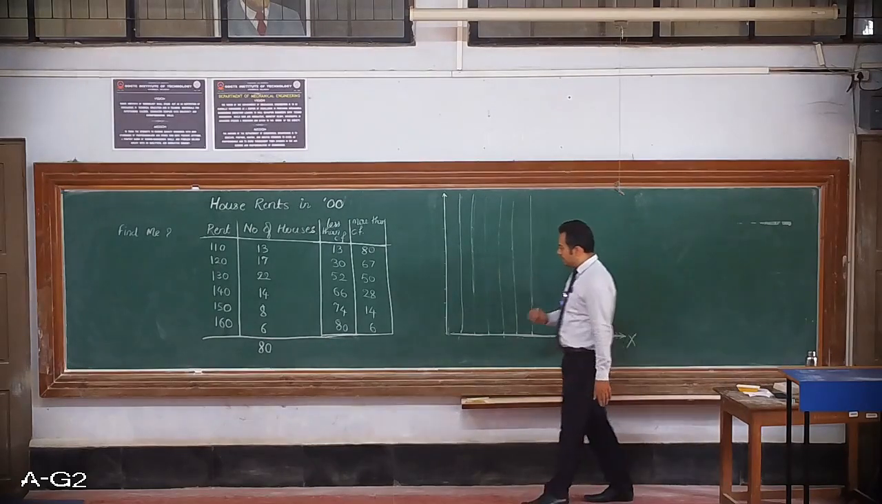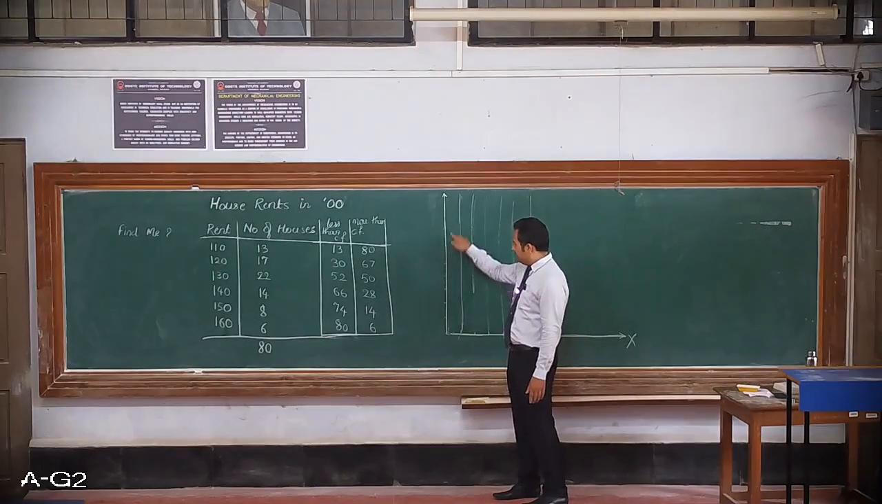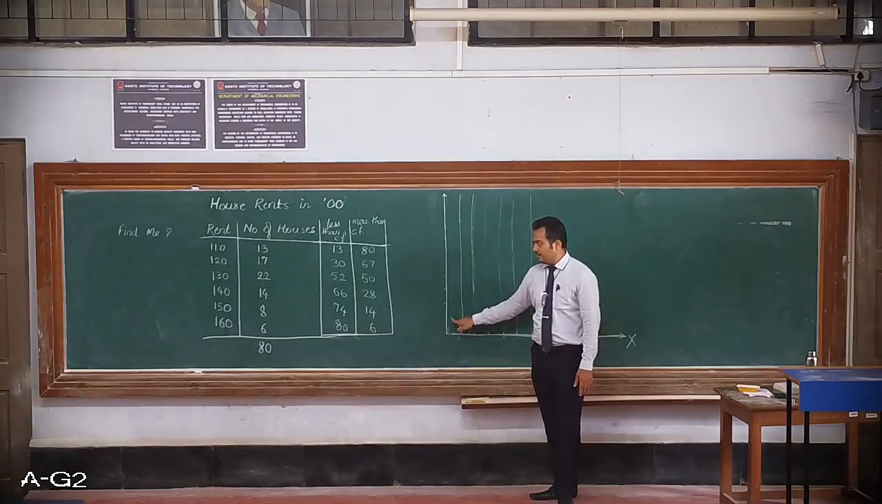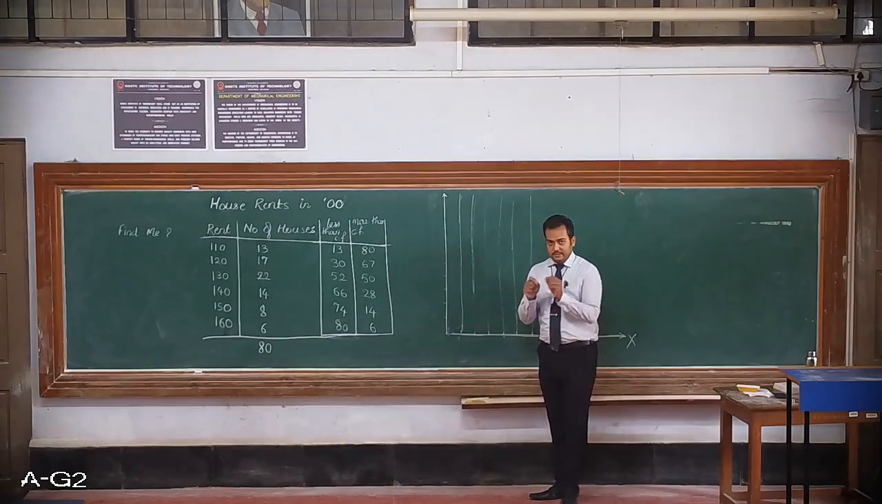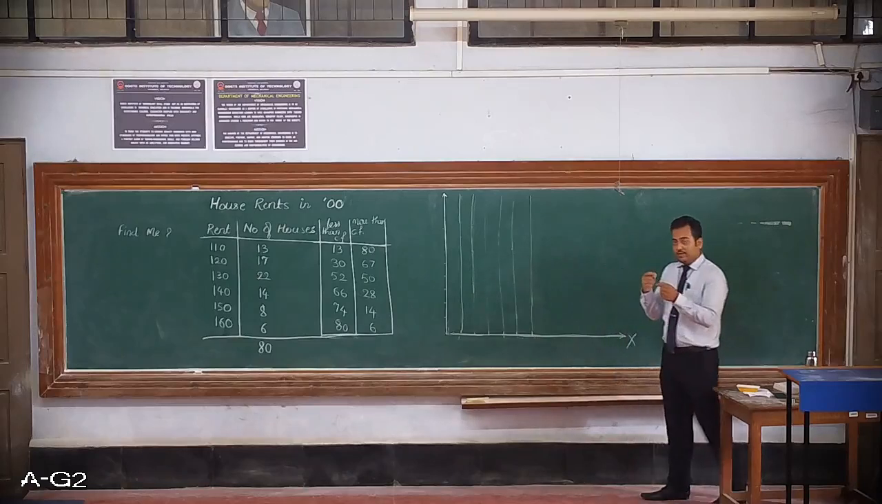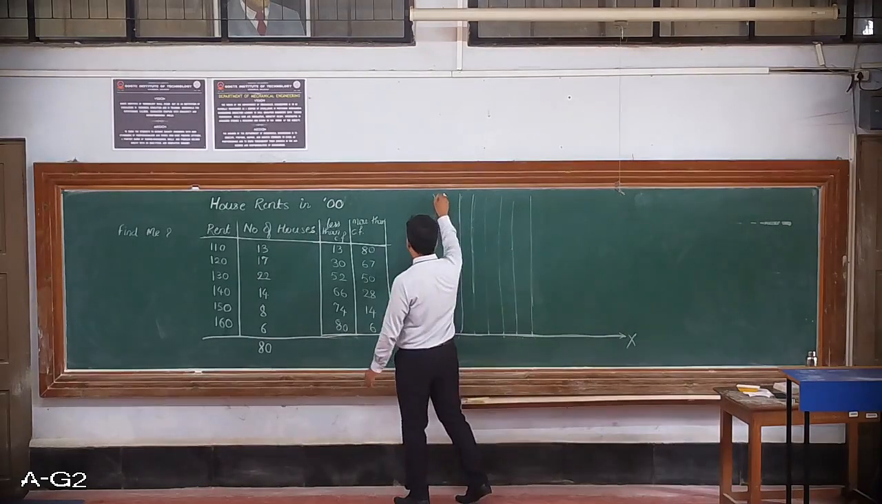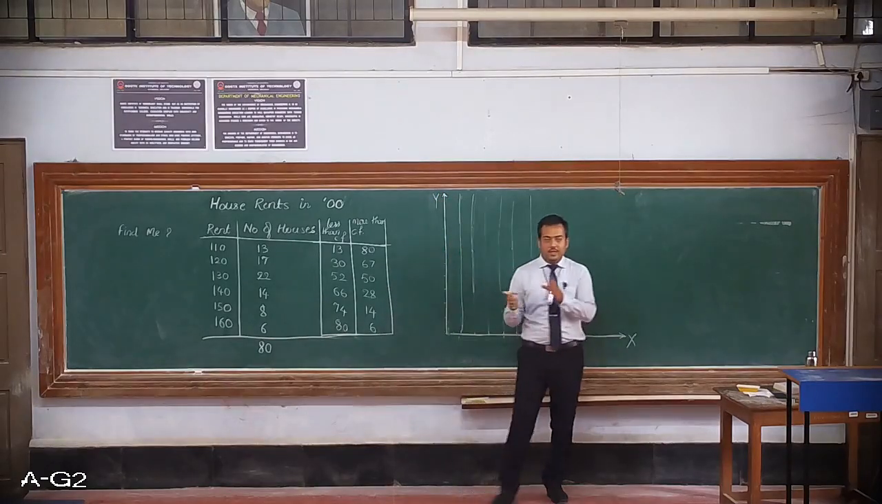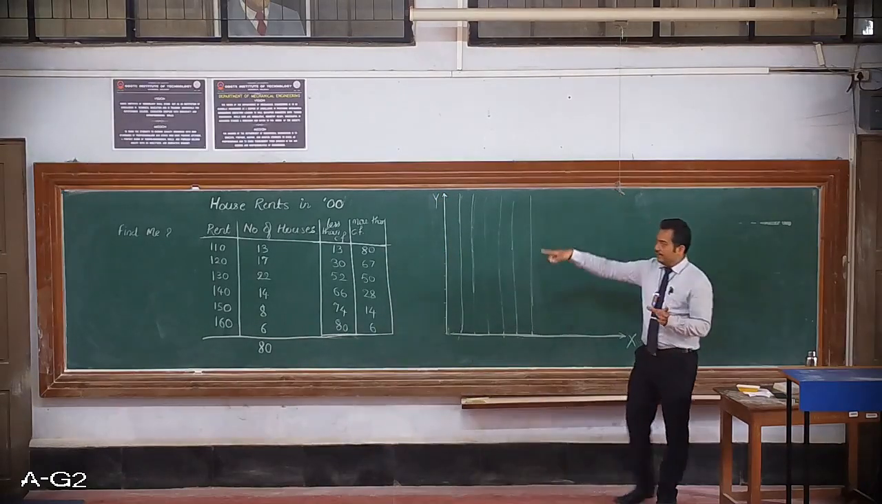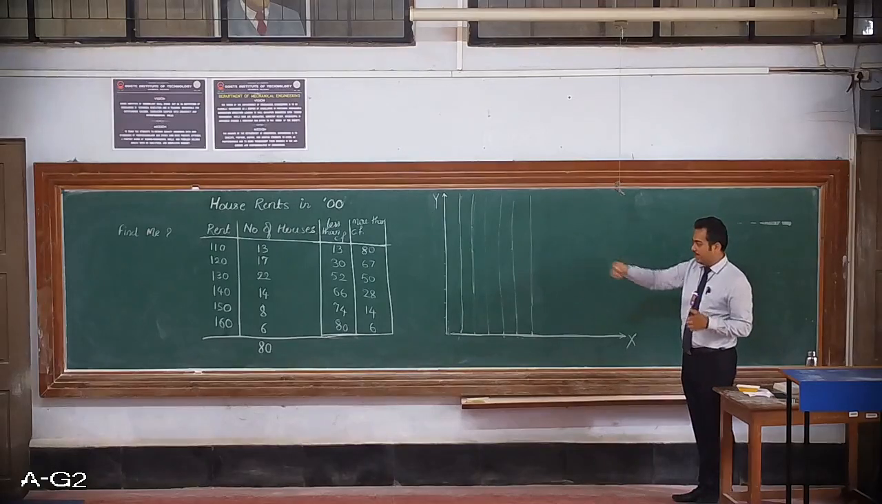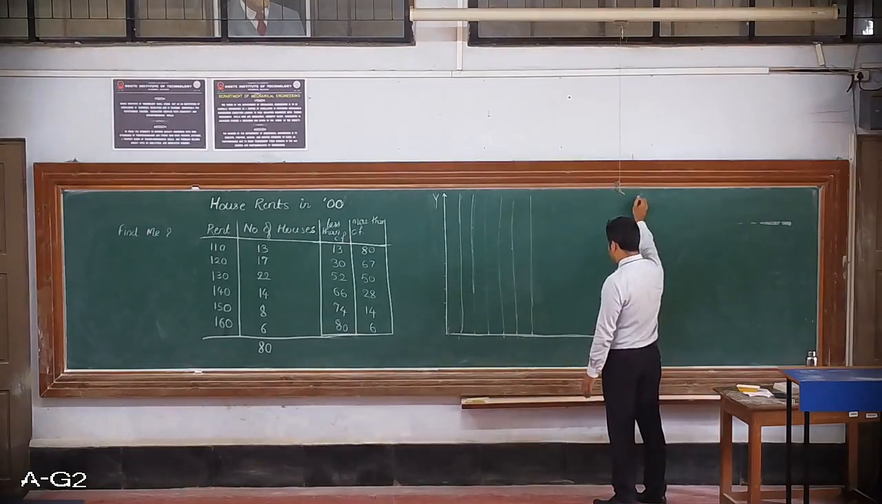Okay. So now let me take a scale of 1 centimeter where I consider 10 frequencies on the y-axis, and for 1 centimeter on the x-axis I consider again the rent difference of 10 hundreds, I mean into 100 actually. So let me write my scale here.